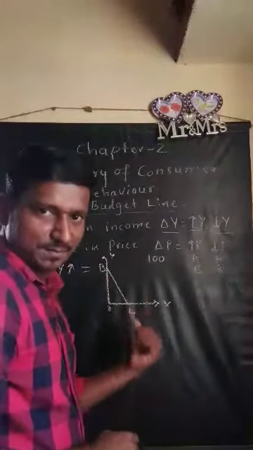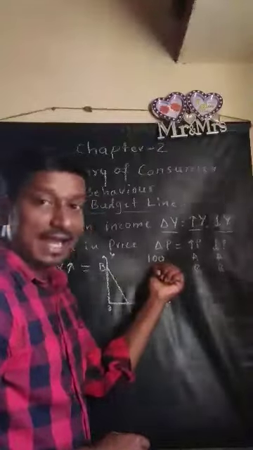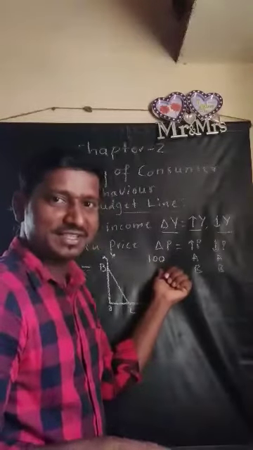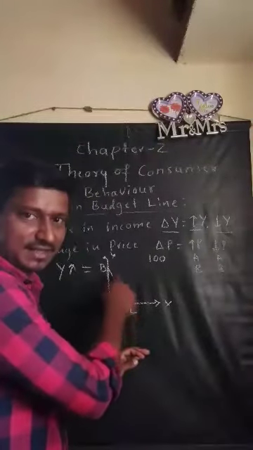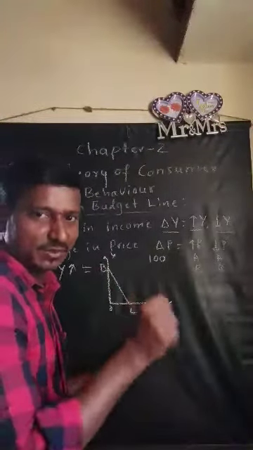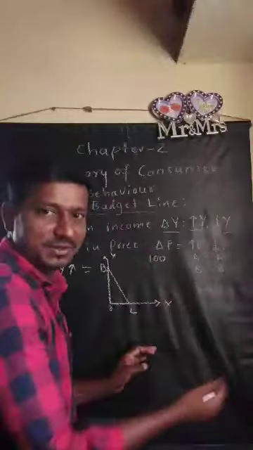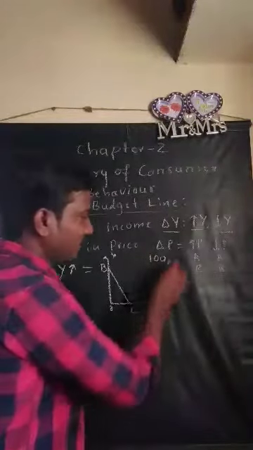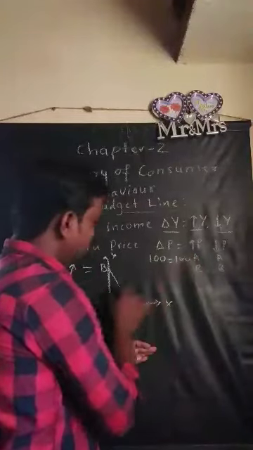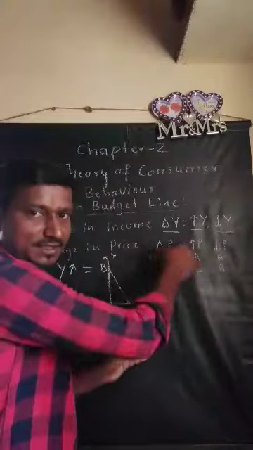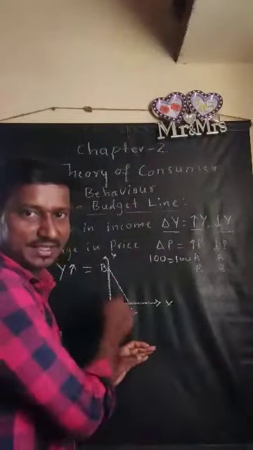This budget line indicates that as I had 100 rupees of income, for 100 rupees I purchase some commodities. It indicates the total income spent on the total goods I purchase. Total income and total cost are equal, and this is the line derived after using this 100 rupees, and that is the budget line.